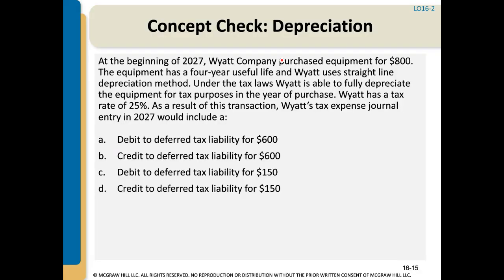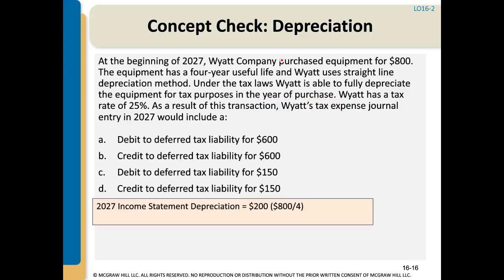Let's go through a concept check. At the beginning of 2027, Wyatt Company purchased equipment for $800. The equipment has a 4-year useful life and Wyatt uses the straight line depreciation method. So a 4-year, $800 straight line method. Under the tax laws, Wyatt is able to fully depreciate the equipment for tax purposes in the year of purchase. Wyatt has a tax rate of 25%, and as a result of this transaction, Wyatt's tax expense journal entry would include what? So we have to figure out what the journal entry is to see which one of these is correct.